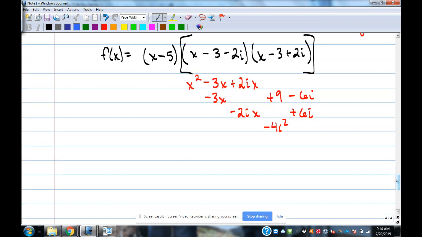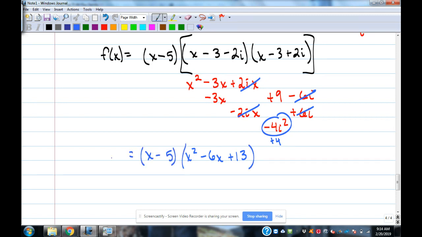And then you just combine those like terms. So we have x squared minus 6x. The negative 2ix and the positive 2ix cancel each other out. Same thing happens with the negative 6i and the positive 6i. And then 9 plus 4 would be 13. And then we still have the x minus 5 we need to multiply out here.